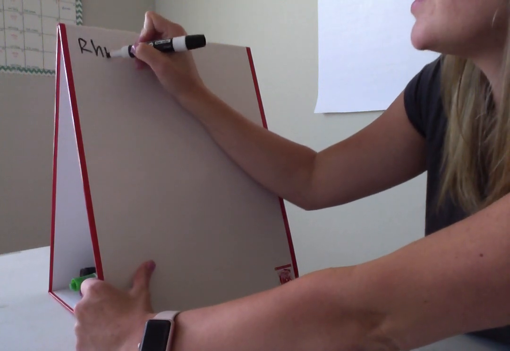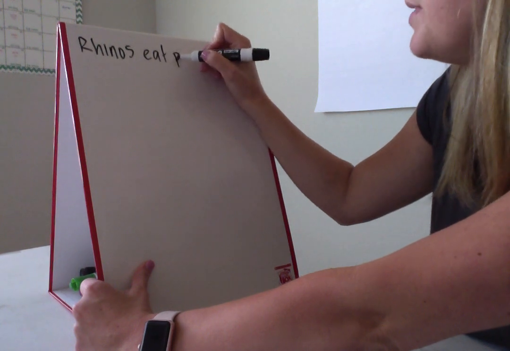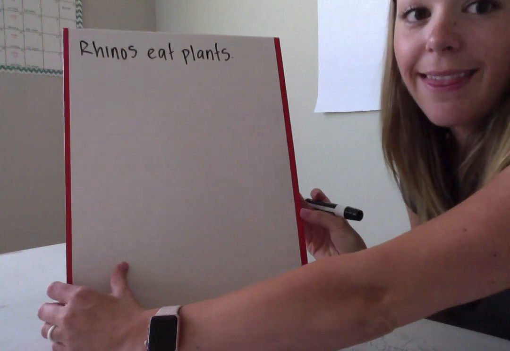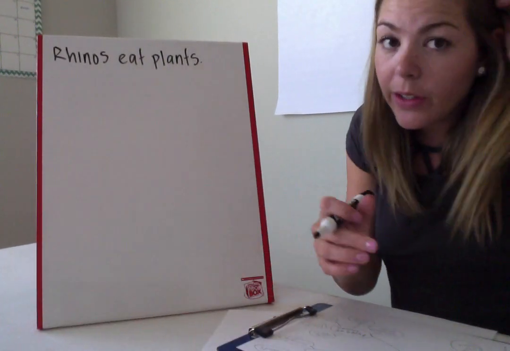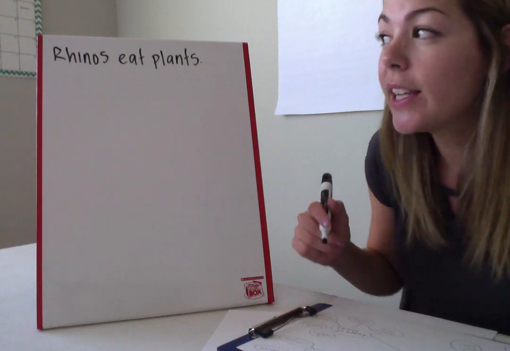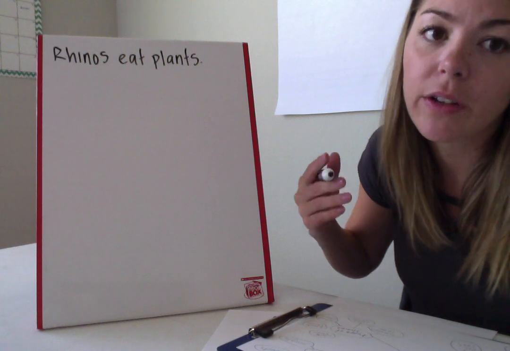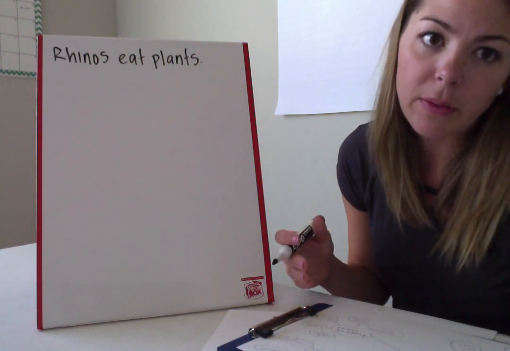Okay, rhinos eat plants. Remember, we've talked about that I don't want you to put they eat plants because your reader might not know who they are. So at least for your first couple of sentences, you want to write who you're writing about, whether it's rhinos or if you're writing about your mom or you're writing about the beach.